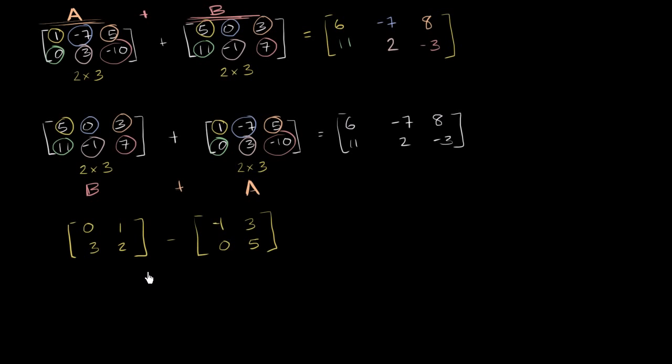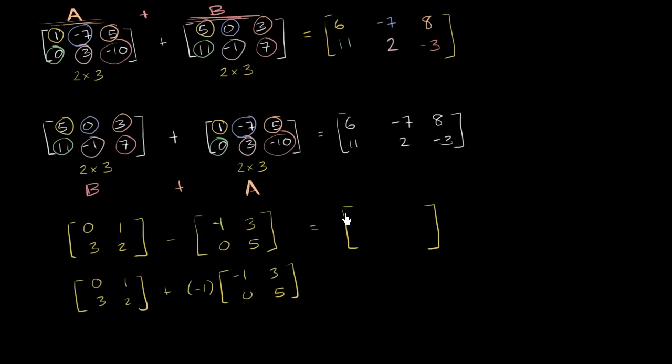In fact, you don't even have to define matrix subtraction. You can let this fall out of what we did with scalar multiplication and matrix addition. We could view this as the exact same thing as taking 0, 1, 3, 2. And to that, we add negative 1 times negative 1, 3, 0, 5. And if you work out the math, you're going to get the exact same result as just subtracting the corresponding terms.